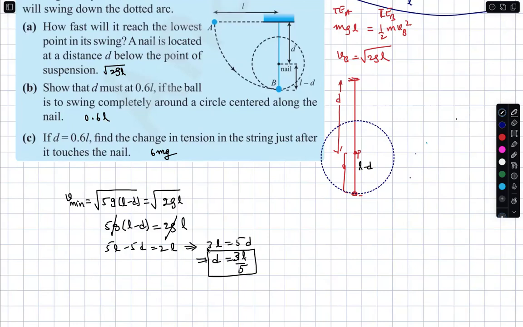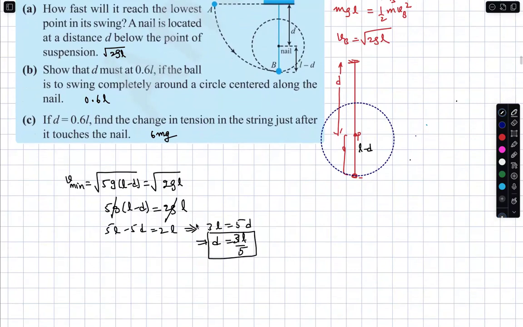Right. Clear? B option is done. You can do the rest yourselves actually. If D is 3L by 5, that means 0.6L. If D is equal to 0.6L, find the change in the tension just after it touches the nail.